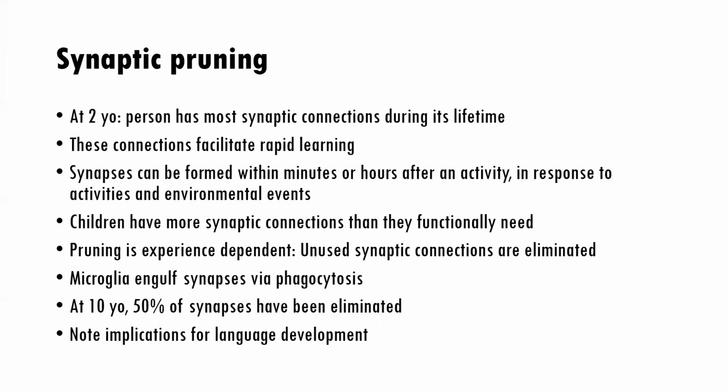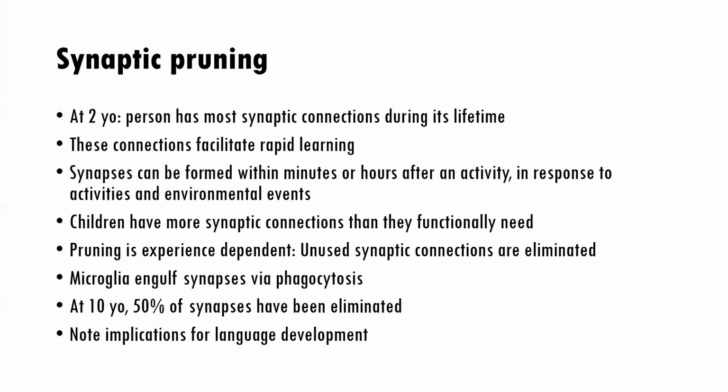Pruning is experience dependent. And so what happens is when things get removed, the synapses get removed, unused synaptic connections are eliminated. So it's use it or lose it, okay? The way this happens is microglia, remember the glial cells, engulf synapses via phagocytosis. At 10 years of age, 50% of synapses have been eliminated, okay? This has implications, of course, for language development, right? That it's harder to learn a language as you get older.